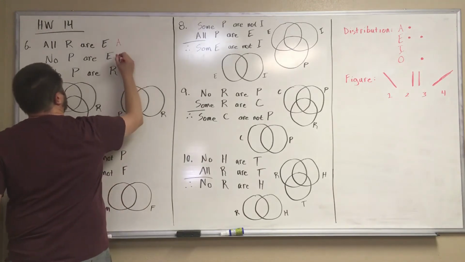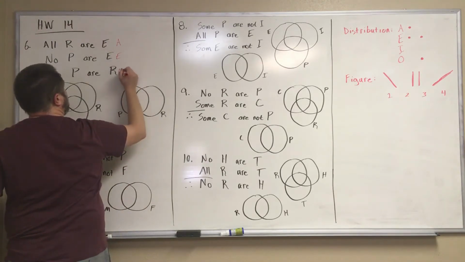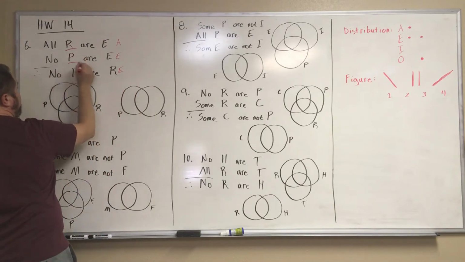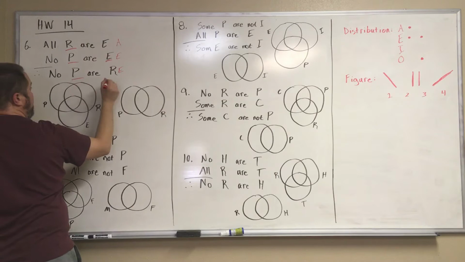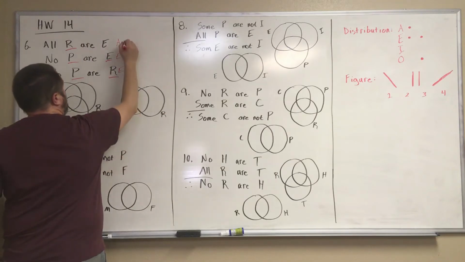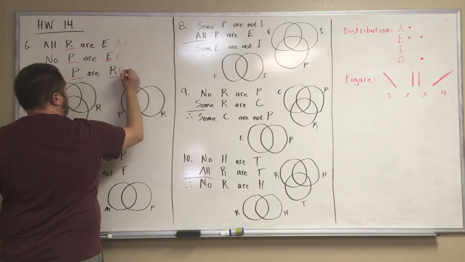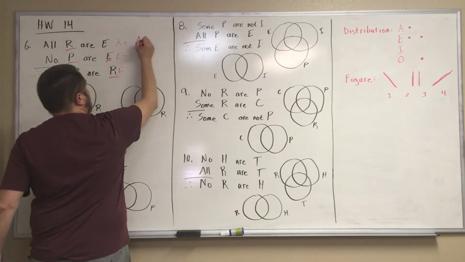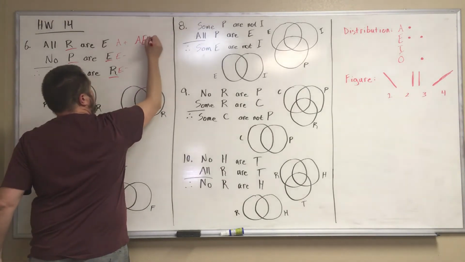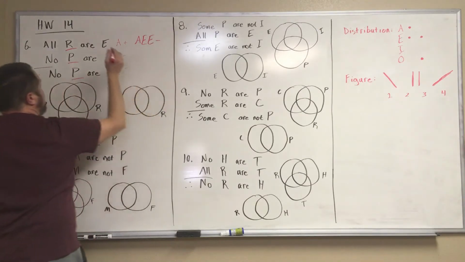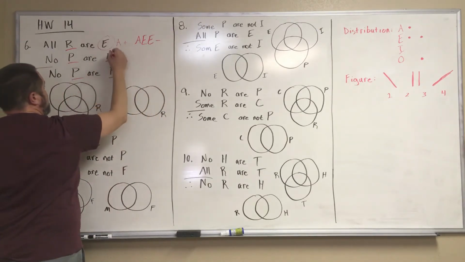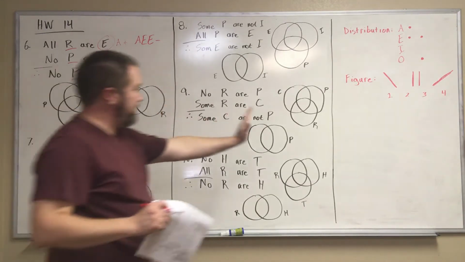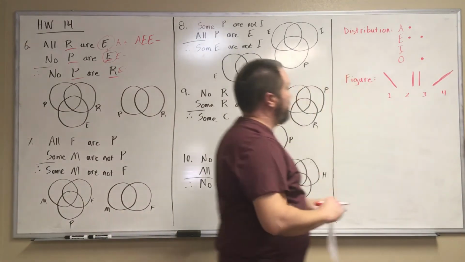A statement, E statement, E statement. So first term's distributed both and both, and this is affirmative, negative, negative. So we have naming the form, we have AEE for the mood, and then the middle term is E. Those are both lined up on the far right side, so that's going to be number 2.